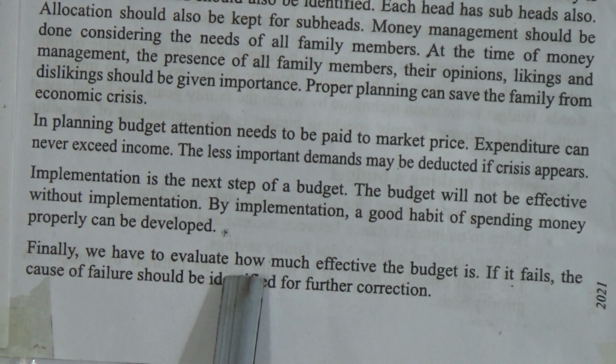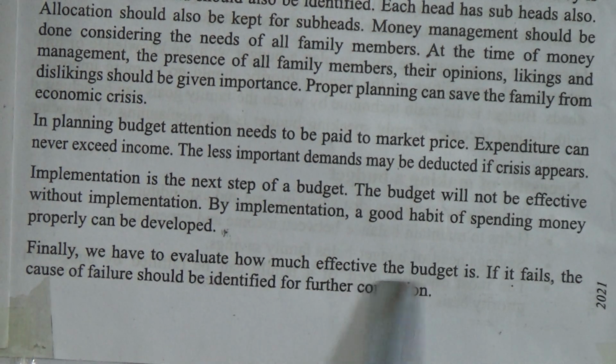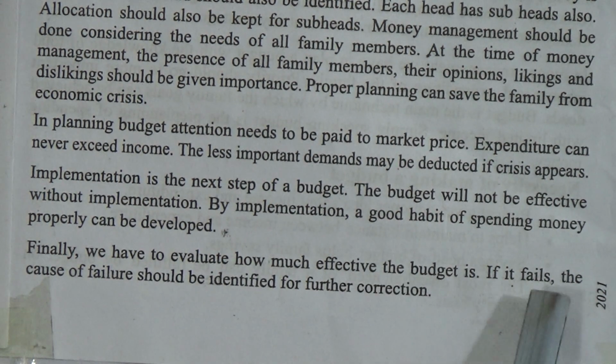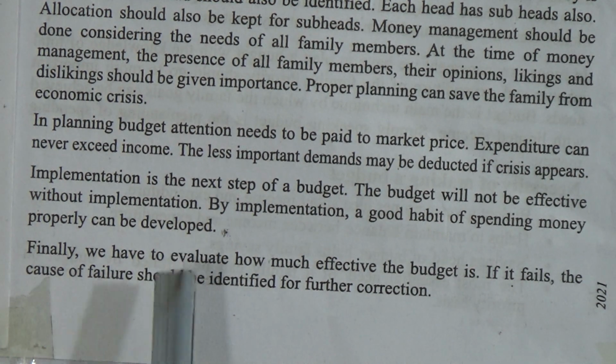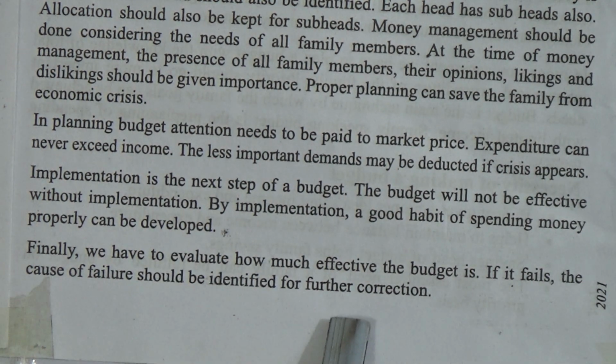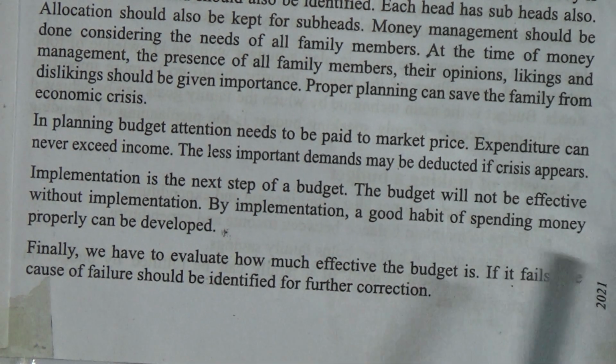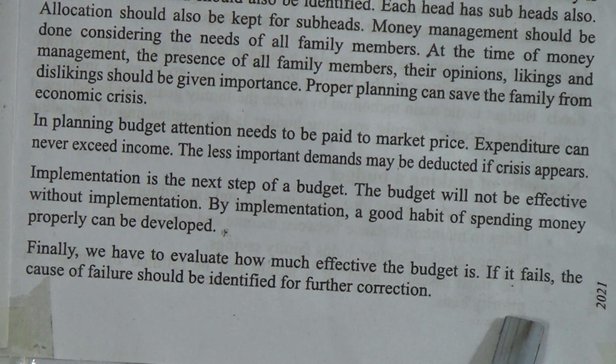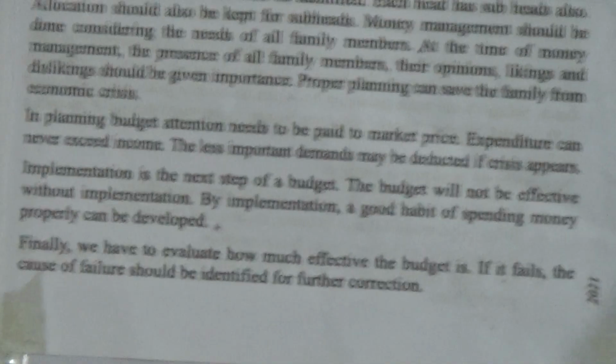Finally, we have to evaluate how effective the budget is. If it fails, the cause of failure should be identified for further correction. So after making a budget, after proper budget planning, we have to find out the effectiveness of it. If it fails, then we have to find out the mistake and make corrections. Next, go to page number 9.